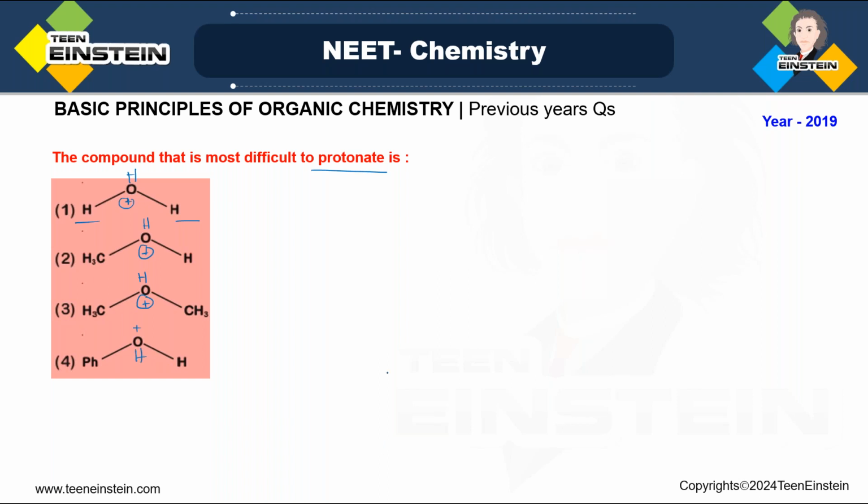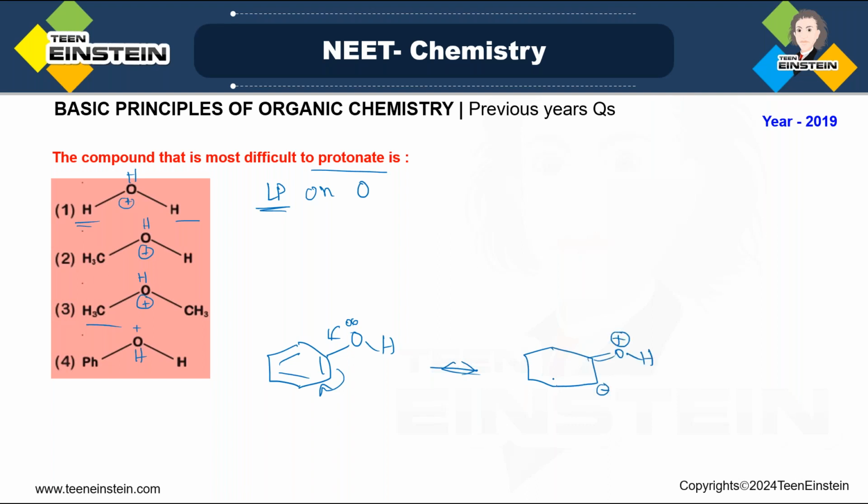Now, most difficult to protonate means the lone pair on oxygen. If the lone pair availability is very less, obviously this lone pair cannot be donated to H+. So basically you have to find in which case lone pair availability is less. Now here we have some methyl group or hydrogen in the first 3 options. But in the last option, you have a phenyl ring. And when you have a phenyl ring and OH, this lone pair will be engaged in resonance with the double bonds of the benzene ring. And as a result, you will be getting a structure like this.